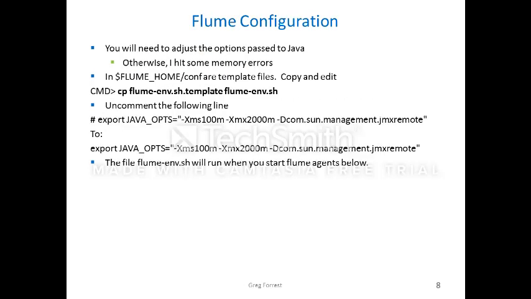For main configuration, one thing you would want to do is, if you go into the Flume home conf directory, there's a template file. Make a copy of it, and update the following line. Export JAVA_OPTS is commented out. Uncomment that, and you may also need to update some of the numbers on those two parameters, -Xms and -Xmx. These control memory allocated to the Flume agent. In many cases I actually had to increase these numbers in order for my files to flow appropriately.